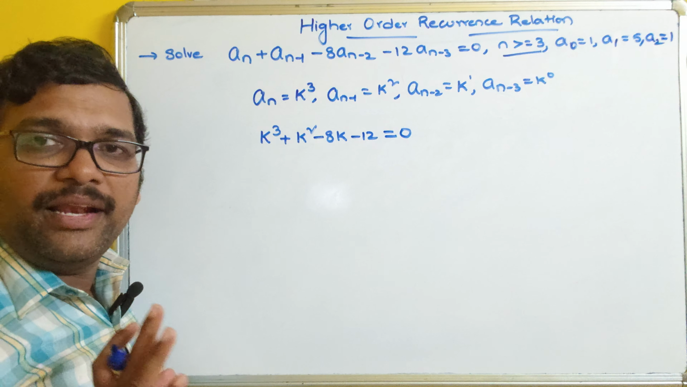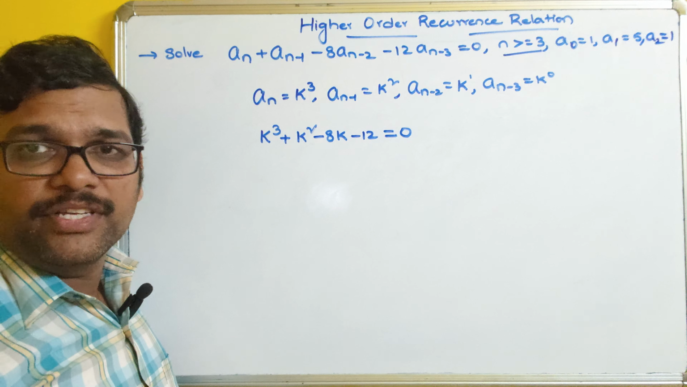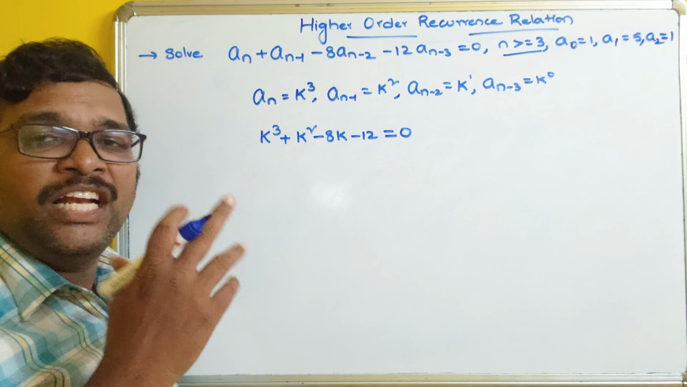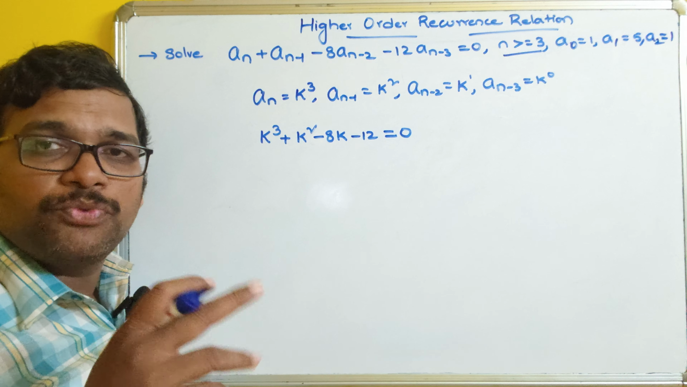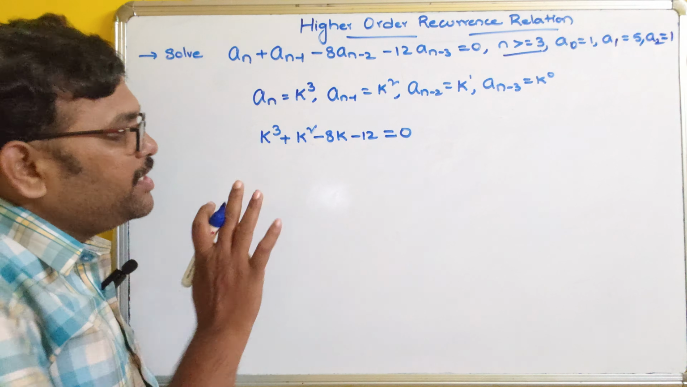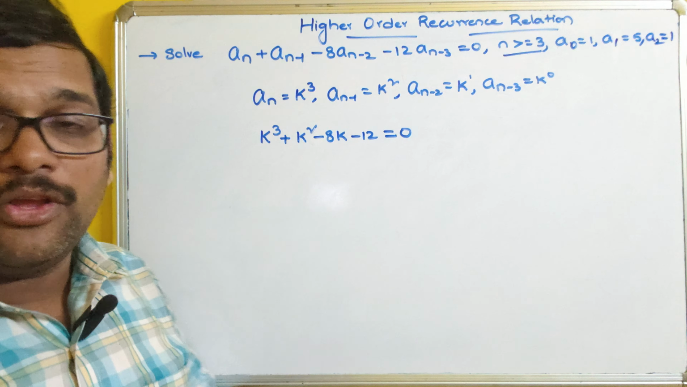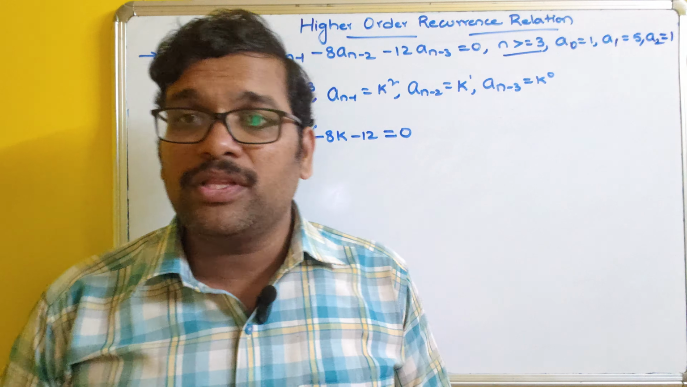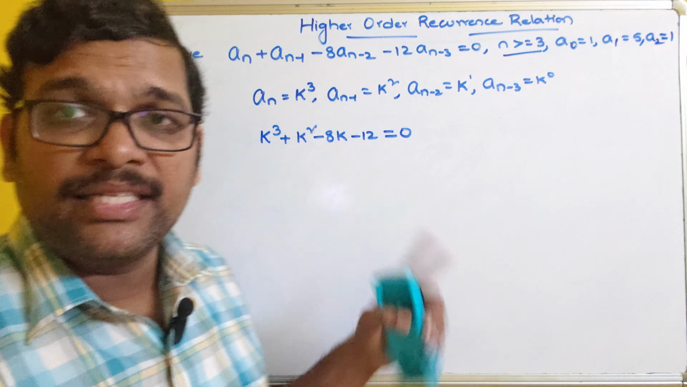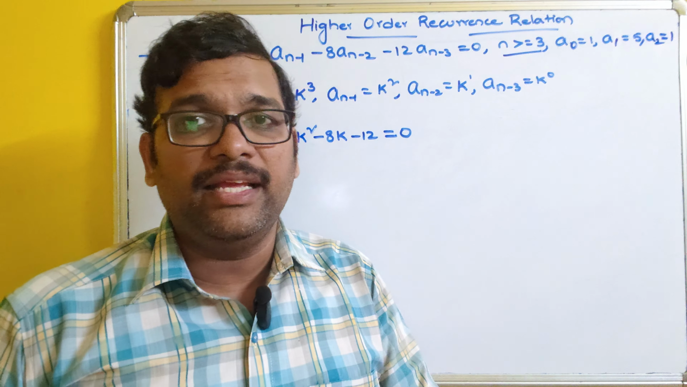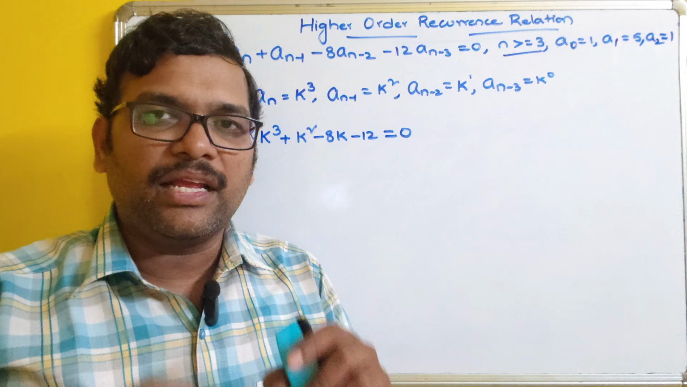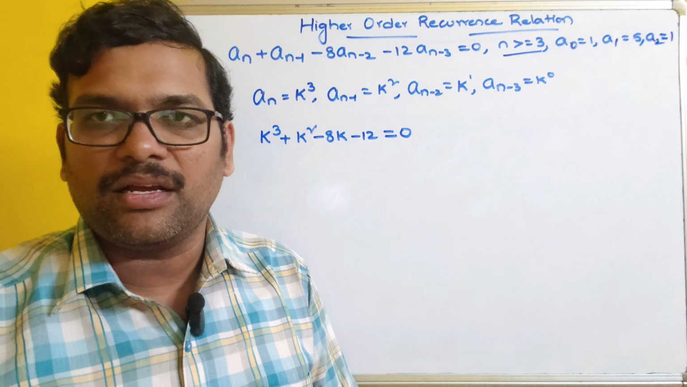So this is the auxiliary equation, and it is a cubical equation. If it is a quadratic equation, directly by using the formula minus b plus or minus square root of b square minus 4ac by 2a, we can get the roots. But it is a cubical equation. So for any cubical equation, we can follow the synthetic division method. In our previous session, we have explained that synthetic division method, so I'll post the link in the description. Go through the first example so that you will know clearly about synthetic division.